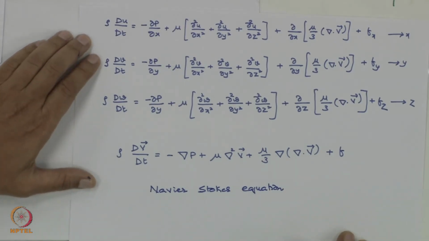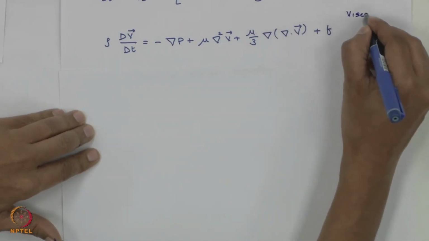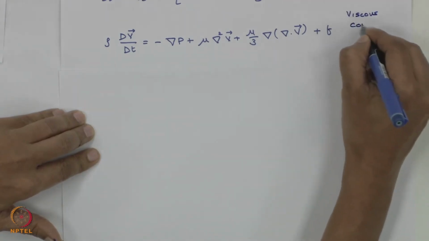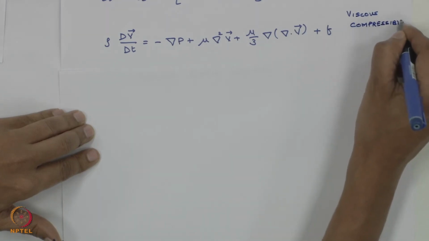Now let's write some reduced forms of these equations. This is my Navier-Stokes equation. If I write it in general, this is for viscous compressible fluids, because I have not made any assumptions. The only assumption I have made is that viscosity is constant.